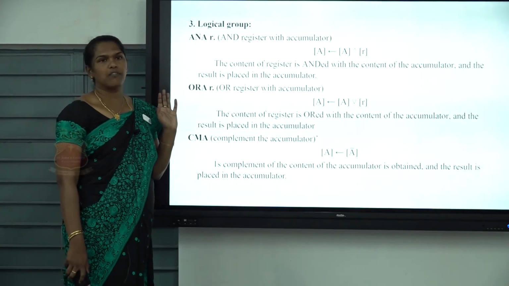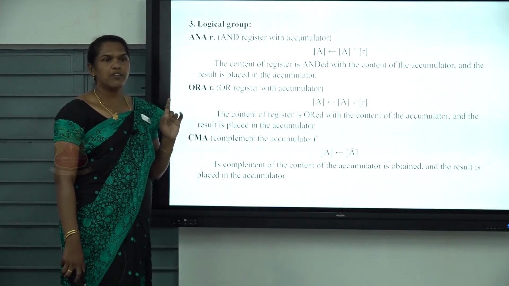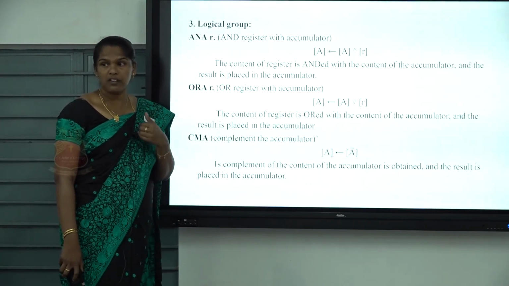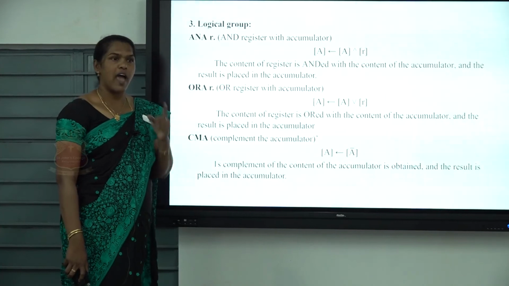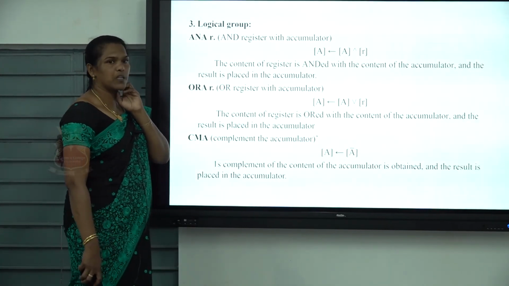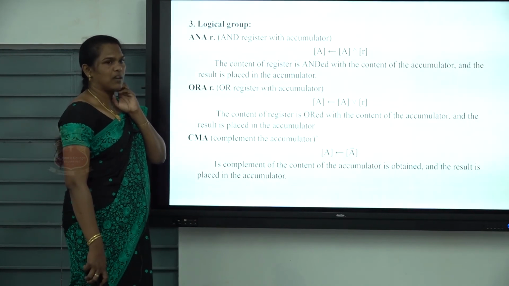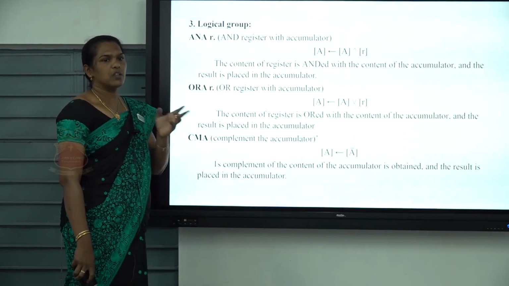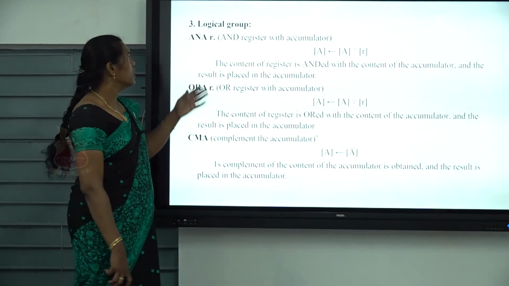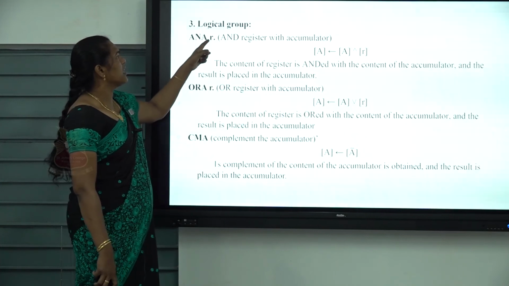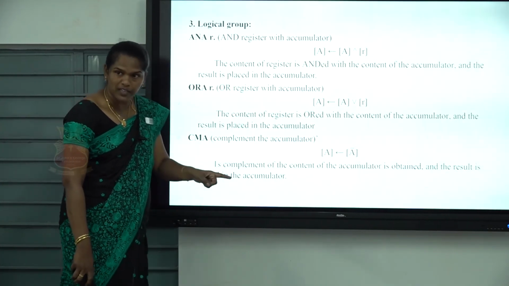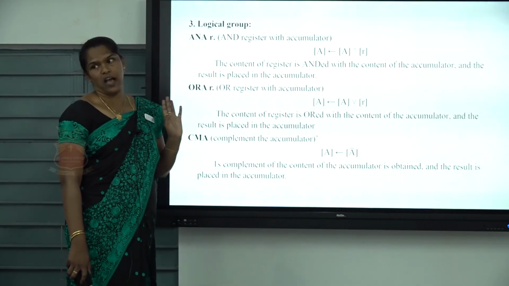And what is the function of AND gate? Do you remember AND gate operation? AND gate is nothing but 2 inputs A and B: 0 0 0, 0 1 0, 1 0 0, 1 1 1. Okay. So ANA D means D register content is ANDed with accumulator and the result is stored in accumulator.